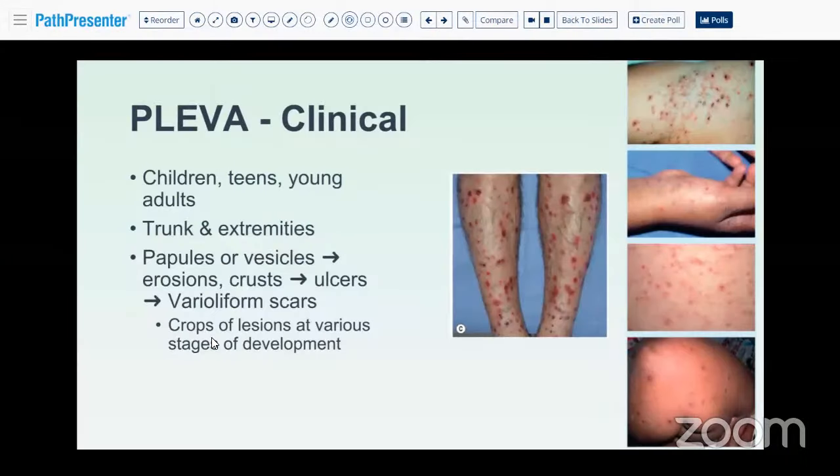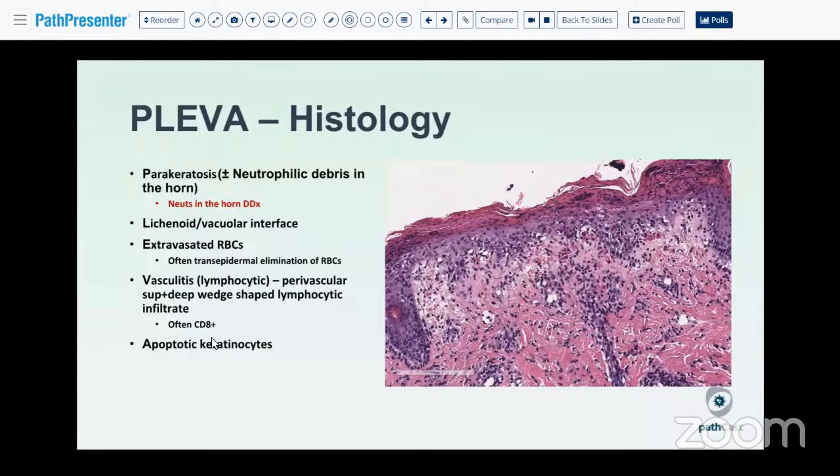So this is a nice example of PLEVA, pityriasis lichenoides et varioliformis acuta. This presents in children, teens, young adults on the trunk and extremities as papules or vesicles, erosions that evolve to ulcers and varioliform scars. Typically, these present as crops of lesions at various stages of development. On pathology, we see parakeratosis.